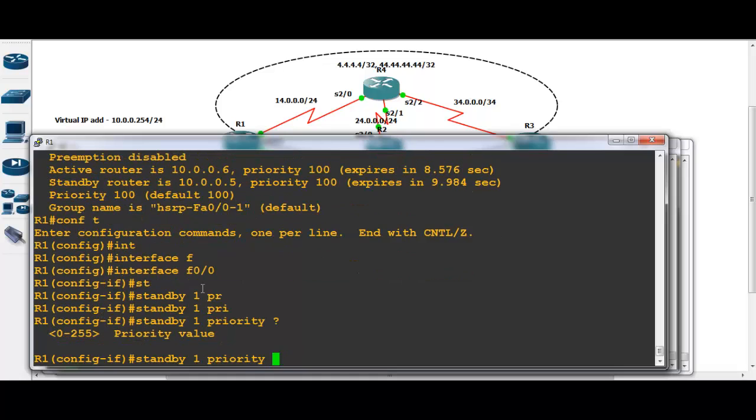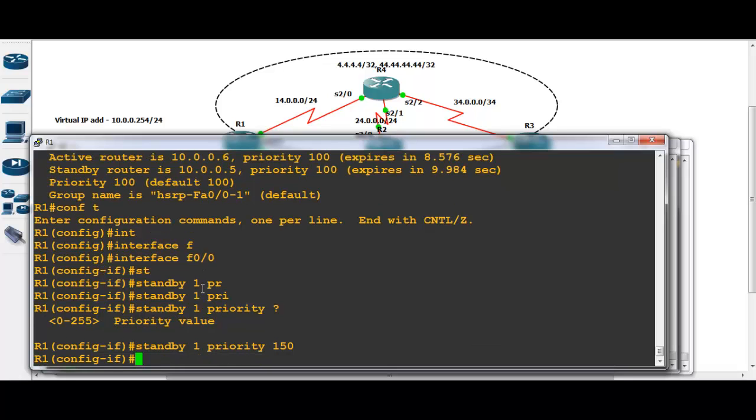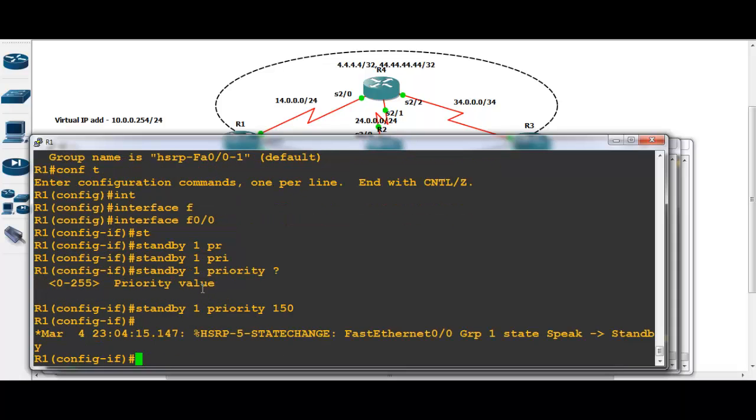The priority, the maximum is 255. I'm giving 150, which is 50 higher than the other routers. Done. After this, there is no use if you don't have preemption enabled. If you want R1 to be always active, whenever R1 is alive, I want R1 to be active. If you want that, you need to enable preemption.